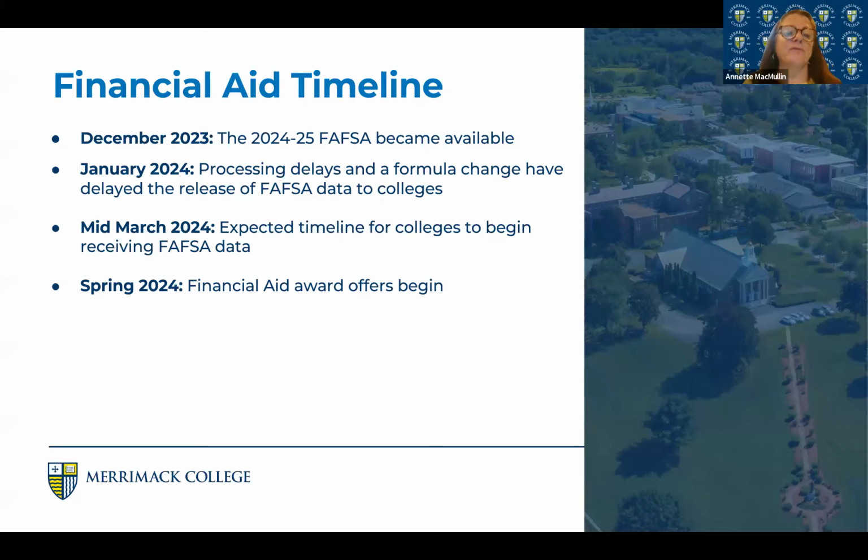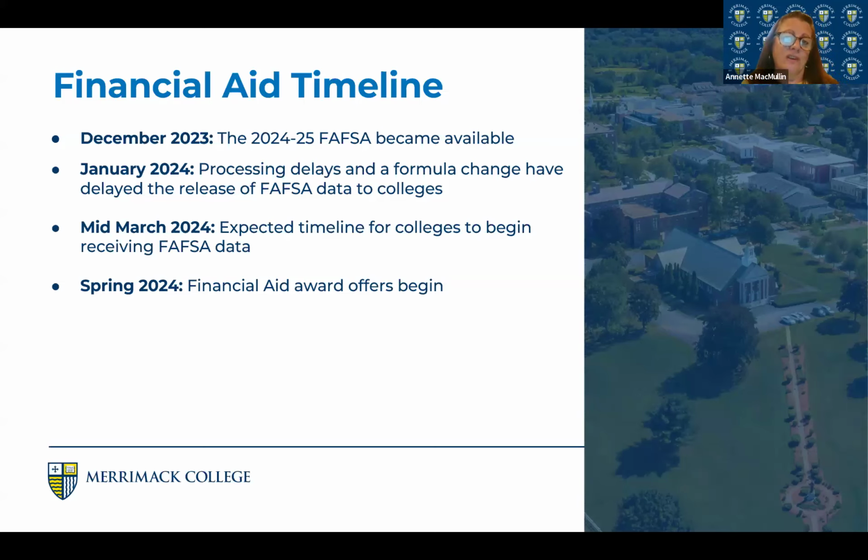So our timeline for financial aid this year is different than other years. The FAFSA became available in December 23 this year, whereas in the past it has been available October 1st. The federal government is hoping that they will go back to October 1st for 2024 so that you can apply again for your returning years in October. In January 24, processing delays occurred and a formula change happened that delayed the release of the FAFSA data to colleges. So we were hoping to get your information sooner.